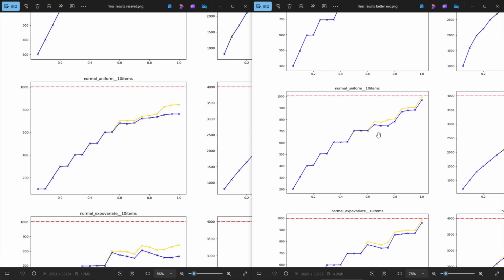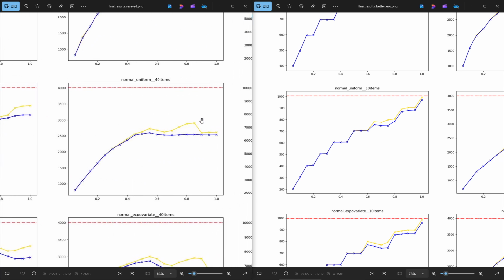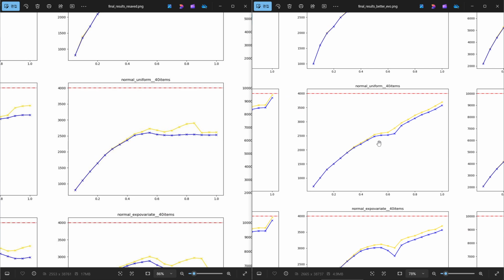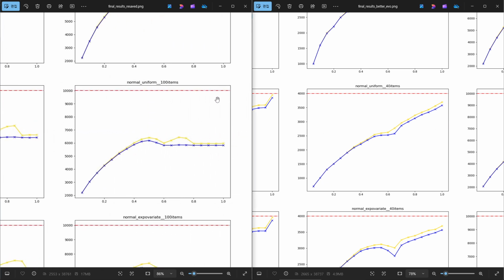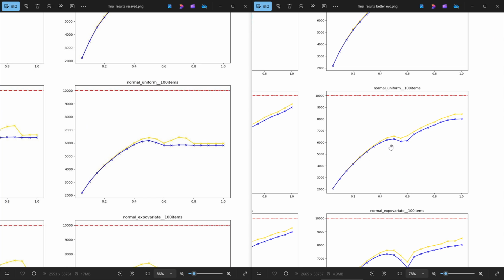Normal uniform, 10 items, kind of similar, but you see it's already slacking off. And for 40 items, now this is different. It keeps on going up. And 100 items, normal uniform, 100 items, it also keeps on going up.